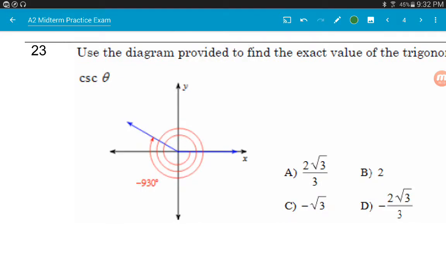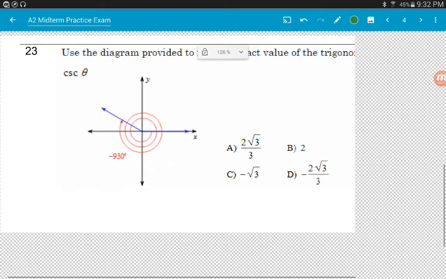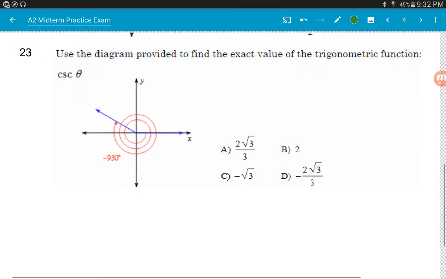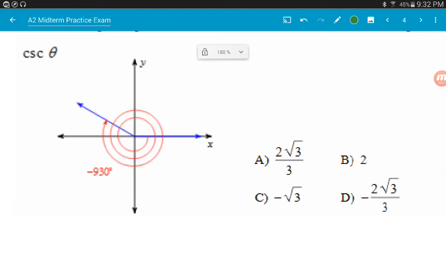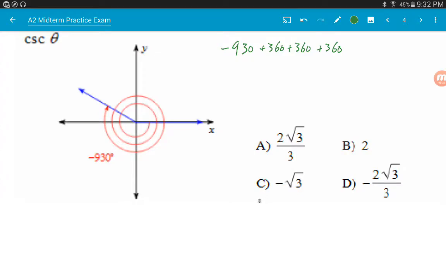Now, 23 slipped past me. You don't know what CSC is yet. It's cosecant. Cosecant will not be on there. But you do know how to fix this angle, negative 930. So I would take negative 930, and I would add 360, add 360, and add 360 again. Yeah, I'll just do it in a calculator, because it's probably what you're going to do anyway.